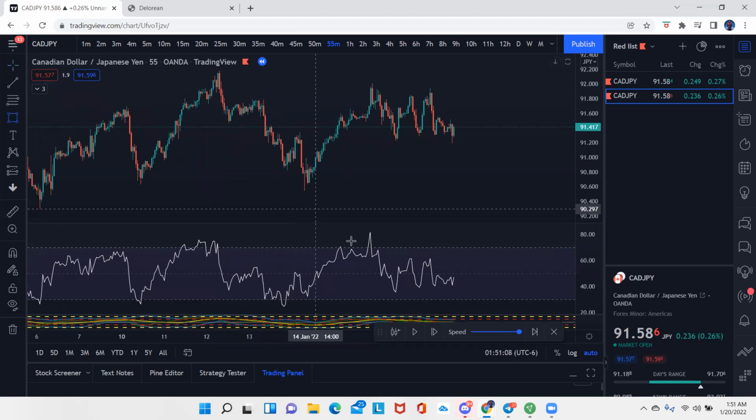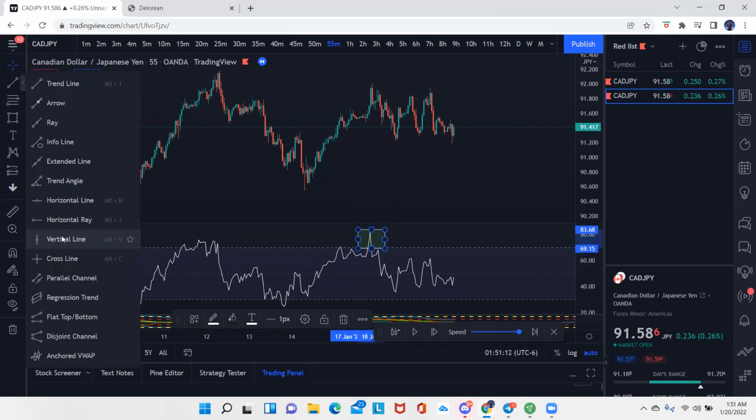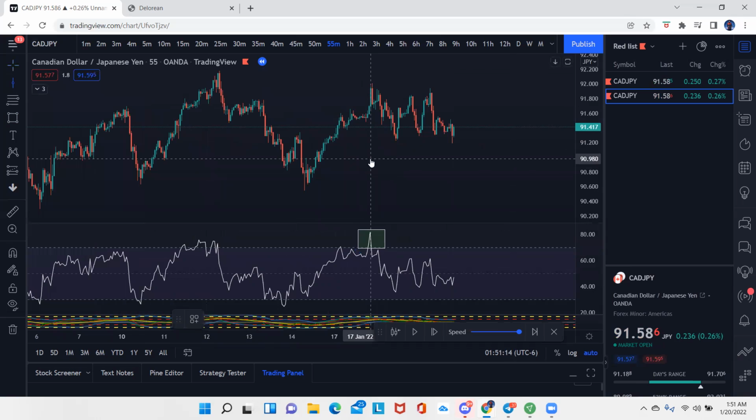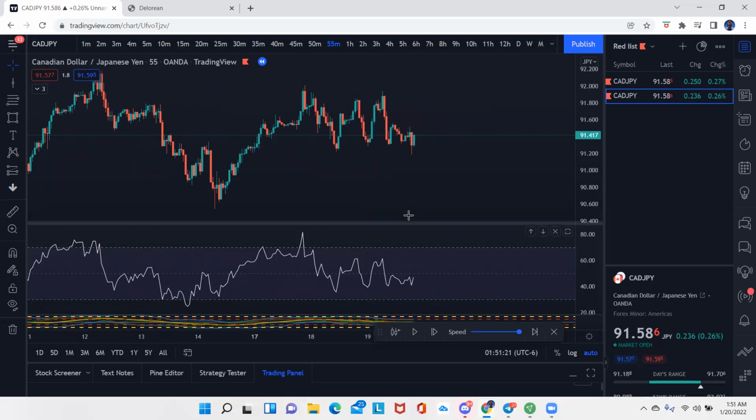And as you can see, the market is exhausted, incredibly exhausted right here, which lines up right here. Bam. So this is why you started getting this retracement to the downside. The market is showing exhaustion.